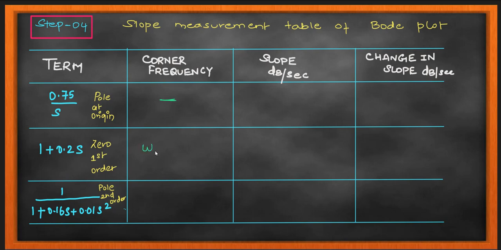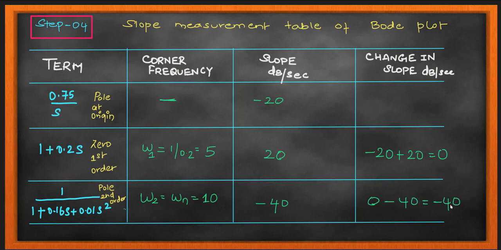Next, we have the column of corner frequencies. These corner frequencies are available to us. For the zero of first order, my corner frequency is 1 by 0.2, which is 5. And for the second order system, my frequency was 10. So this is known to us. Now I come to my third column. A first order pole at origin contributes a slope of minus 20, and a second order pole contributes a slope of minus 40. And the zero of first order contributes a slope of plus 20. So that is my third column, and the change of slope is my fourth column.